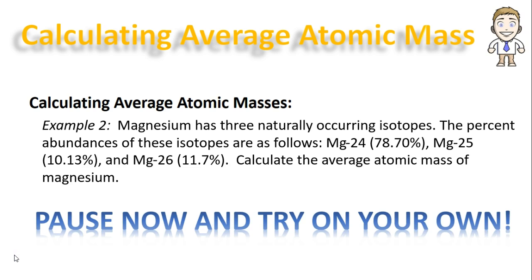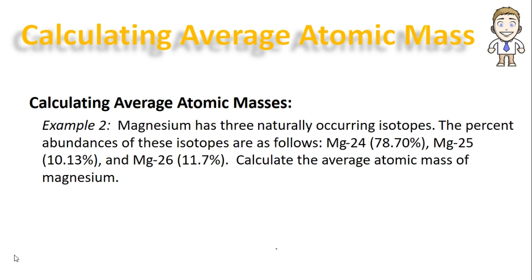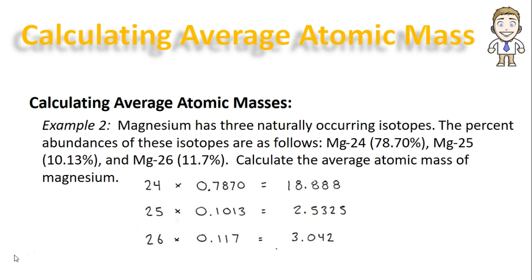Now that you've had a chance to try this, let's check your answers with the proper answers. First thing you should do is line up the masses, 24, 25, and 26. Multiply each mass by the percentage, but with the decimal place moved 2 places to the left. Get those answers. Those are the three numbers you should get. Final step is add those three numbers together for a final average atomic mass of 24.46.